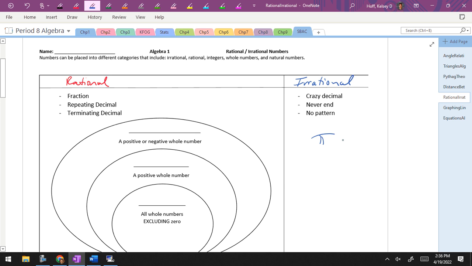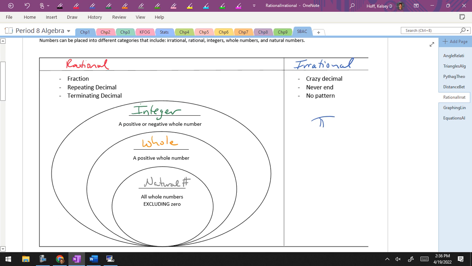If you categorize rational, you have to look and say, okay, is it a positive or negative whole number? Meaning, is it an integer? If you say yes to being an integer, then you check, is it a positive whole number, which is a whole number? And then you look at your whole numbers and you check, is it a whole number excluding 0, which are called natural numbers. Think of natural numbers like what you teach your little siblings to count. You don't teach them to count with 0. The first number you teach them is 1, and then going up.